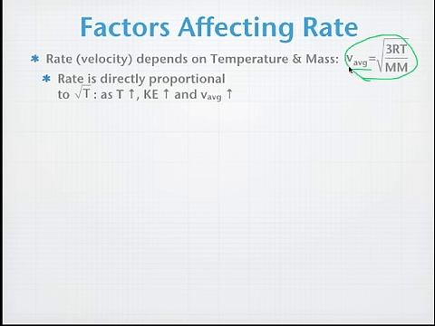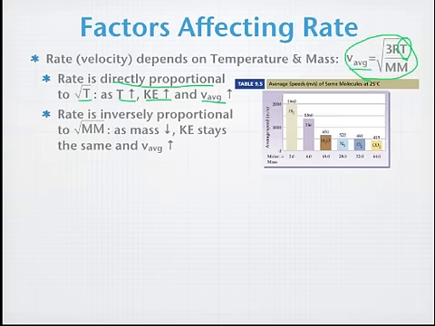You're not going to be asked to solve any questions about this, but there are two important dependencies that I want you to see here. The first is that since temperature is in the numerator, what this is showing us is that the rate is directly proportional to the square root of temperature. As the temperature goes up, the kinetic energy of molecules goes up. Okay, so hopefully you remember that. Temperature and kinetic energy are directly related to each other. Temperature measures kinetic energy. And as the kinetic energy goes up, from the kinetic energy equation, the average velocity must also go up.